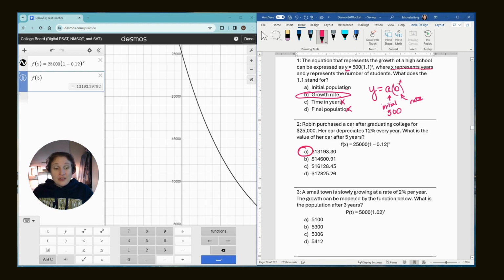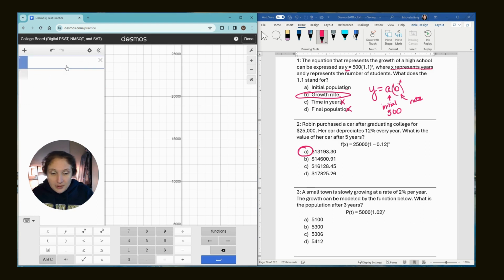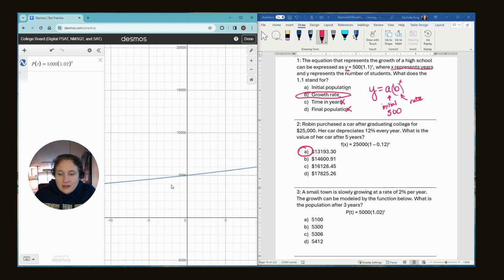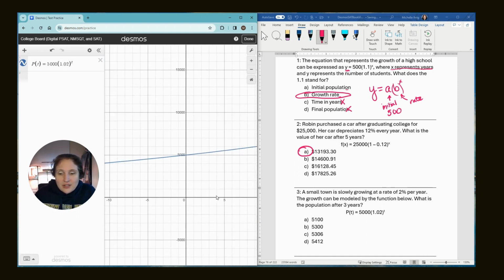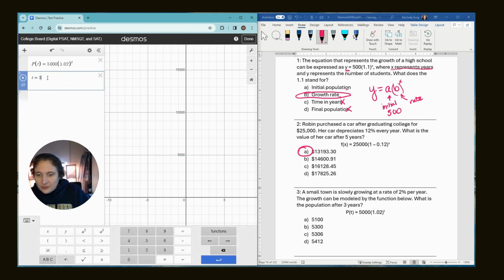A small town is slowly growing at a rate of 2% per year. The growth can be modeled by the function below. What is the population after 3 years? So we're going to put it in here. 5,000 times 1.02 to the t. Okay, so we can see it right here. It wants 3 years, so you could type in t equals 3.